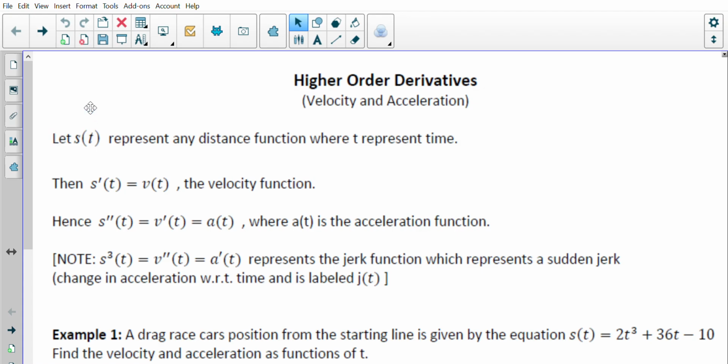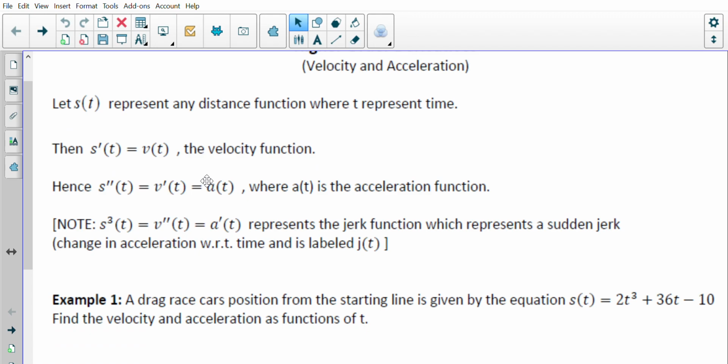The reason we use s is because when you're taking the derivative, you've got d, so we don't need a d function. When you're talking about the rate of change of the distance with respect to time, which is the derivative of s of t, that's your velocity function. When you take the double derivative, or the derivative of velocity, you get the acceleration function, because acceleration is the rate of change in the velocity with respect to time.